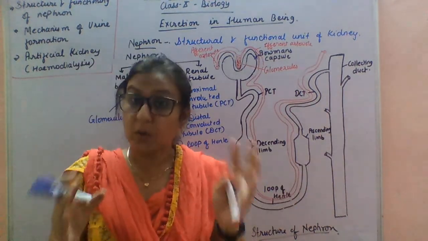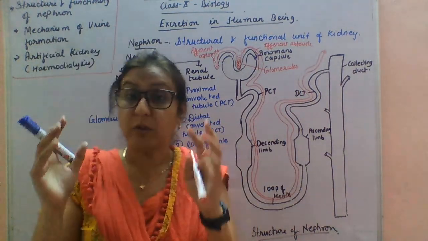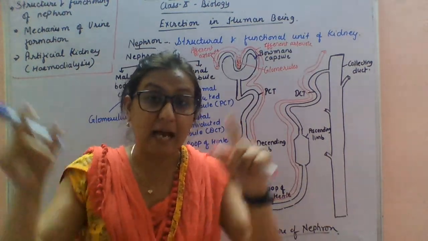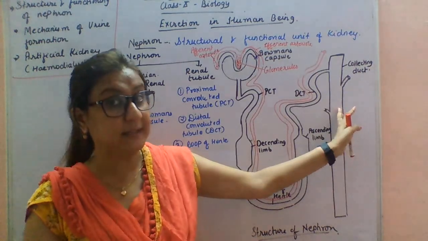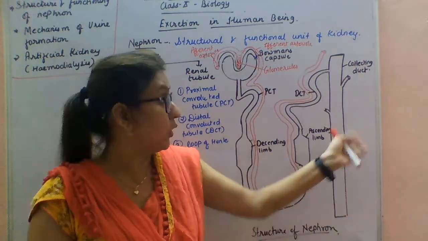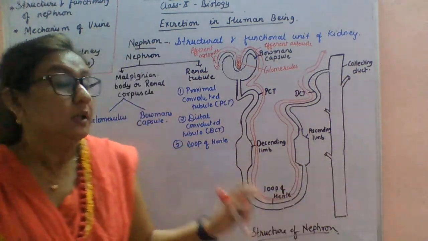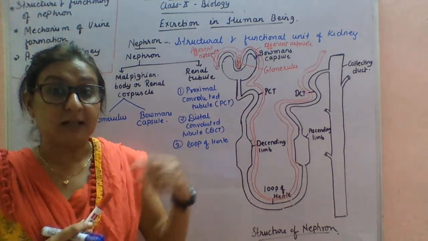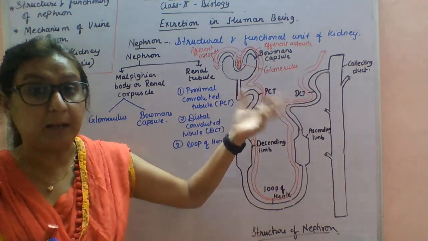I explained to you now the excretory organ of human beings. I told you the two kidneys are connected with the ureters. So from the collecting duct itself, the urine drains to the ureters. Okay, so now first just learn this diagram.